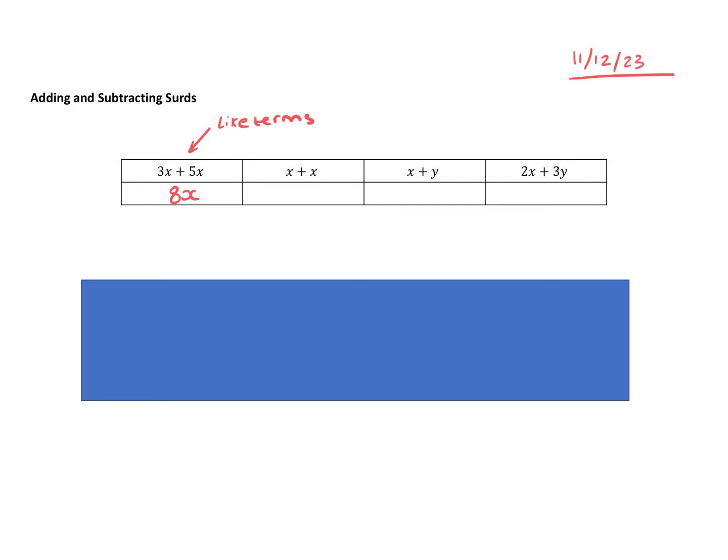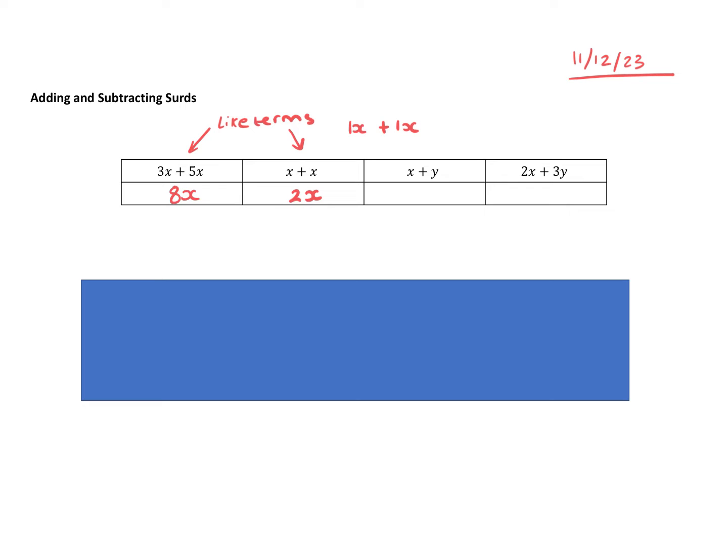Now, in the second example, we also have like terms, x and x, and think about it, you're effectively doing one lot of x, add one lot of x, you simply get 2x. Note, the answer to that is not x squared, because you're not multiplying x by x, you're adding two x's together. So an x plus an x is just 2x.